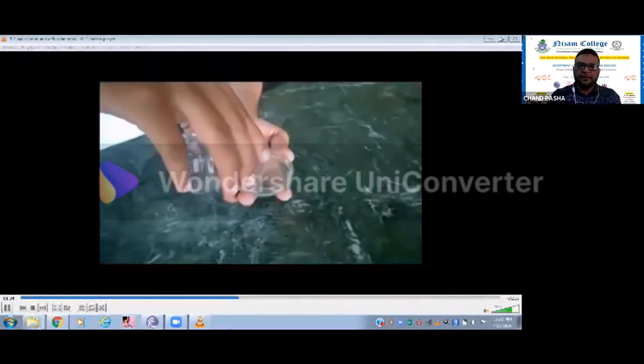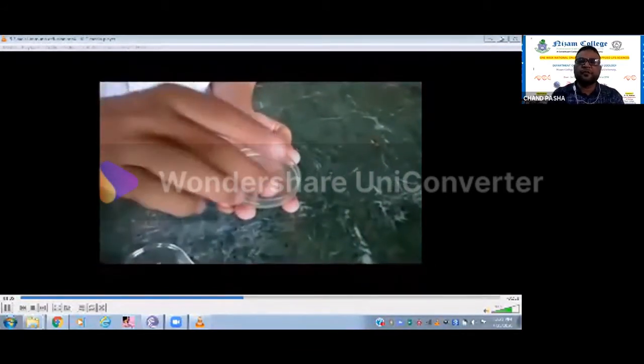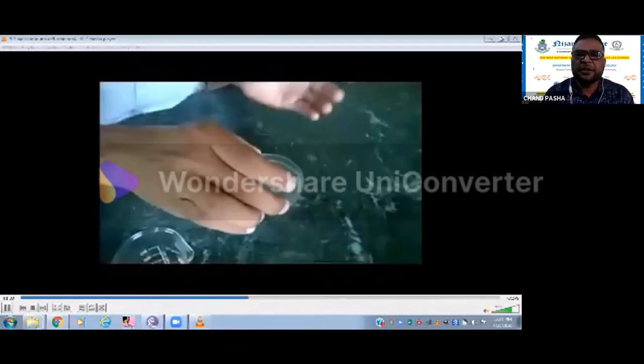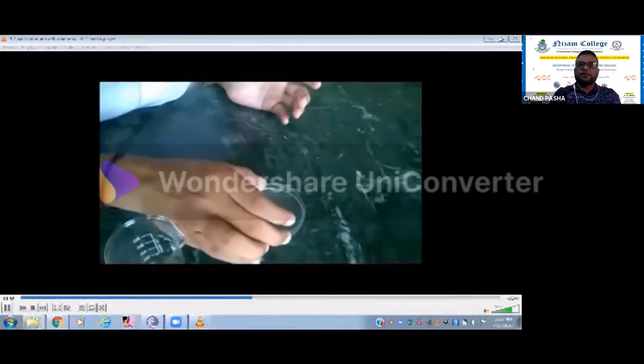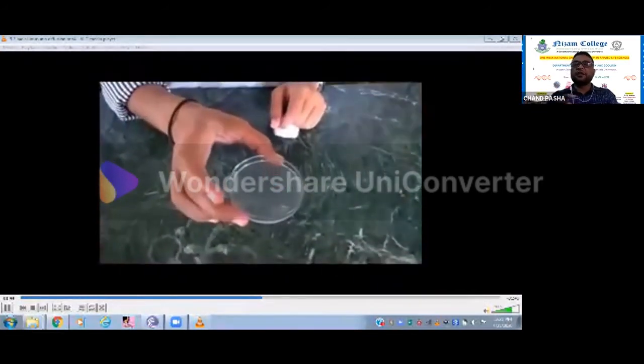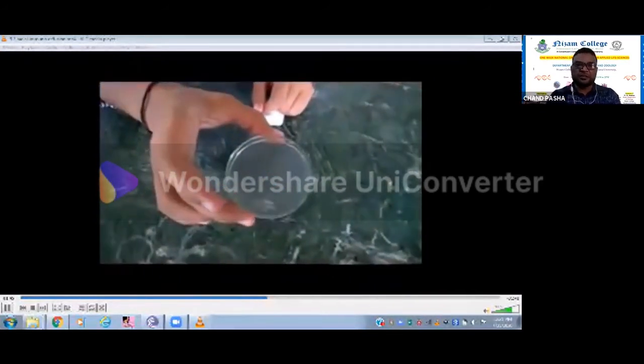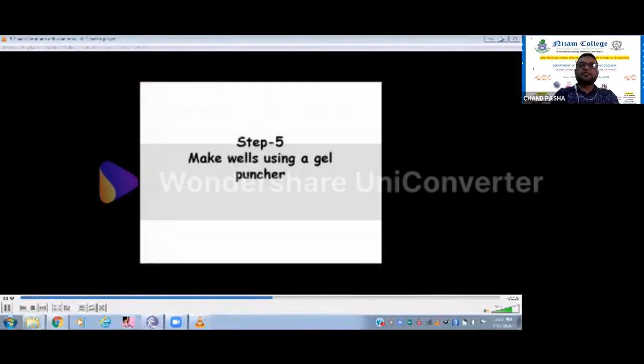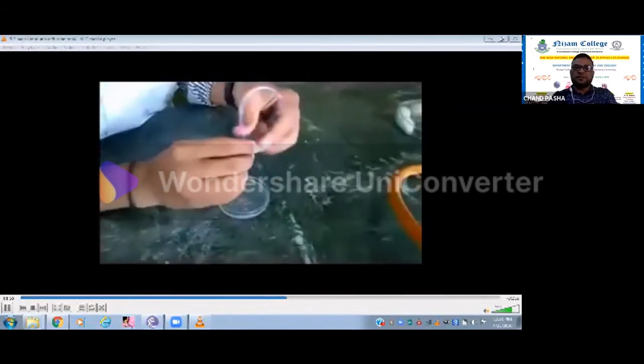This can be done on a slide also. No need of having a petri plate or something. You can do it on a slide also. Actually, if you see the concentration in the slide, you can appreciate the quantitation also. Anyhow, make the wells using a gel puncher or borer, what we use for antimicrobial assays. See, this is very easy.